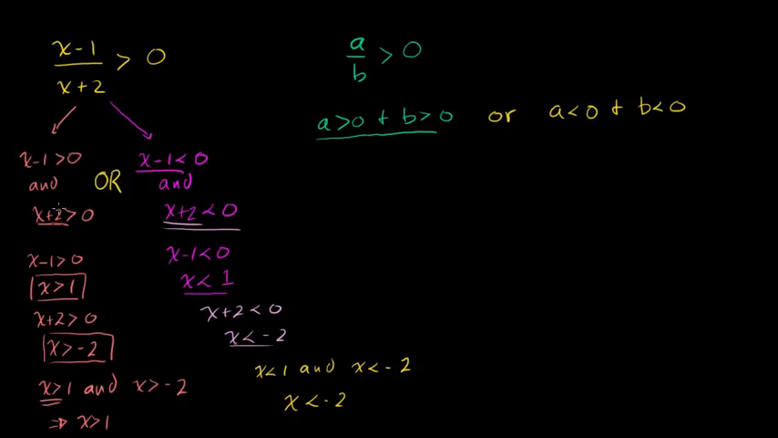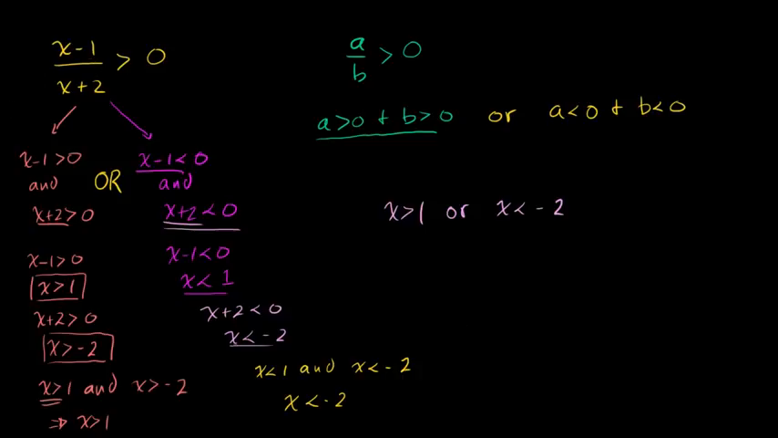So both of them being positive boils down to x could be greater than 1, or both of them being negative boils down to x is less than minus 2. So our solution is x could be greater than 1, that's both of these positive, or x is less than minus 2. That's both of these negative.